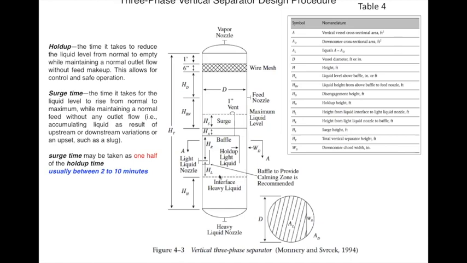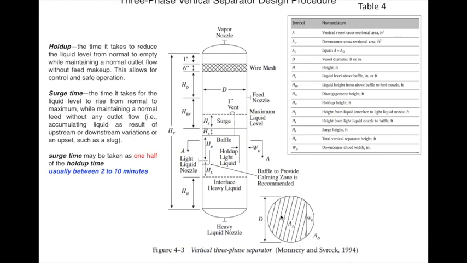So there is an interface of heavier liquid and lighter liquid, and this can be approached via a downcomer. So this downcomer has an area, suppose AD. So AD is the area of the downcomer, right? Now you can see the cross section. So this is the cross section of the baffle.